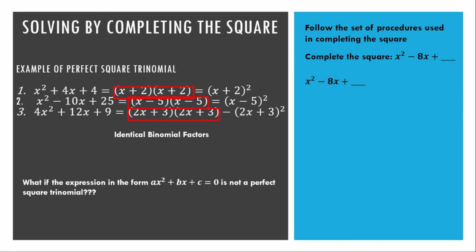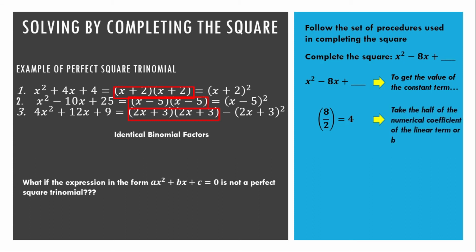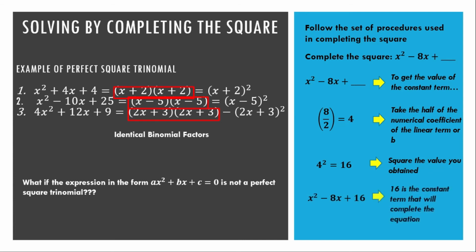So, paano ba natin kukunin yung constant term? Yung b natin sa linear term, so regardless of the sign, positive man yan or negative, magiging positive lang yan. So, 8 over 2 is equal to 4. Tapos, after you divide it by 2, you square para makuha mo yung constant term. So, 8 over 2 is equal to 4. Squared, that is 16. So, replace na natin yung ating 16 sa ating equation. So, 16 is the constant term that will complete the equation.